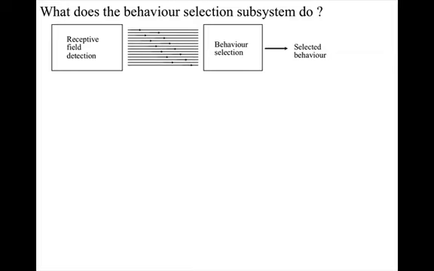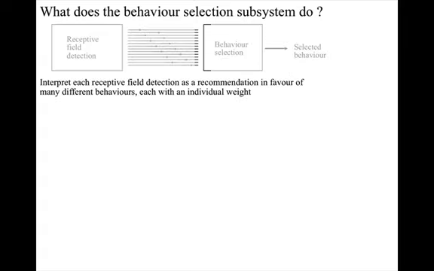So now let's have a look at what a competition subsystem has to do step by step. You can identify a number of different parts to its behavioral selection role. First, it has to assign to each receptive field a set of recommendation weights in favor of a range of different behaviors. Each behavior will have a different weight.